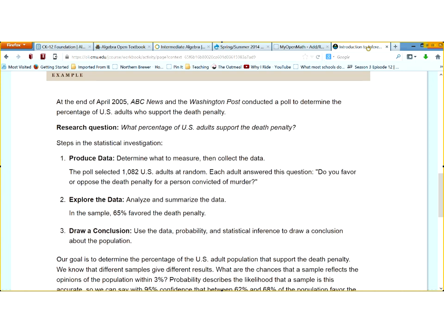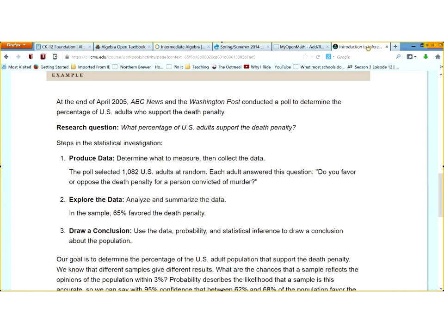our steps are to, number one, we produce data. So that is, we determine what to measure and collect the data. In this case, they conducted a poll of 1,082 U.S. adults, and they asked each adult the question, do you favor or oppose the death penalty for a person convicted of murder? Then, we summarize the data from the sample. We have 1,082 yeses or nos, or perhaps no opinions for some people. And they found that 65% of people said that they favor the death penalty.